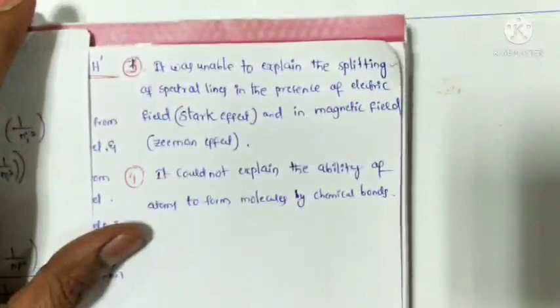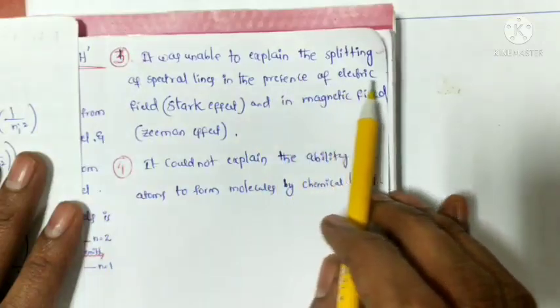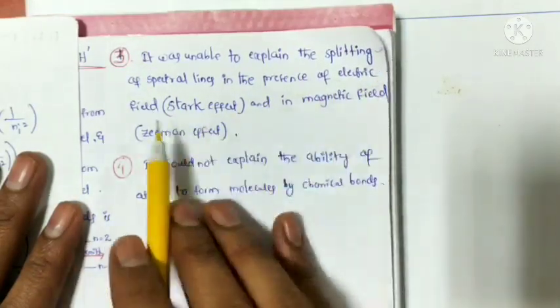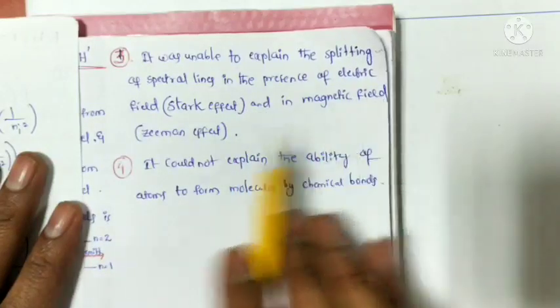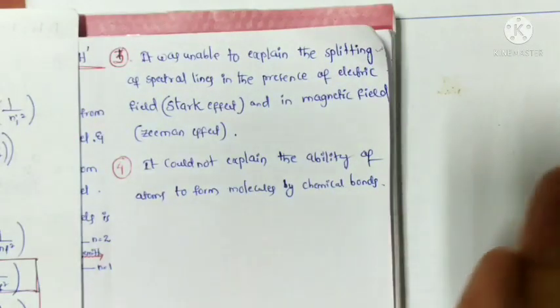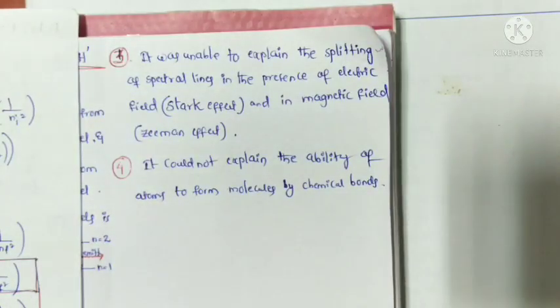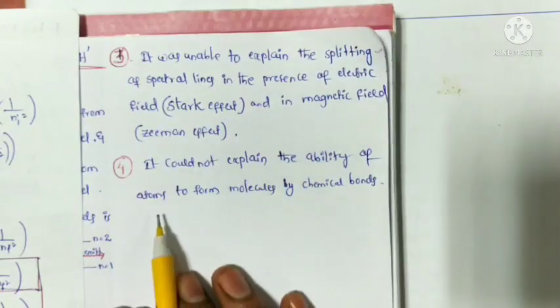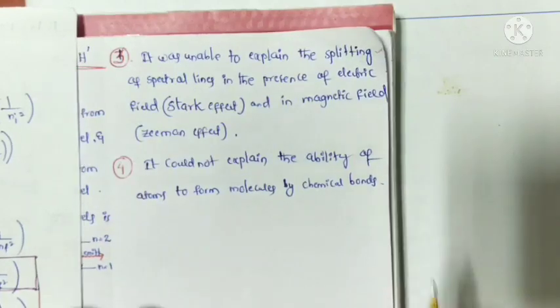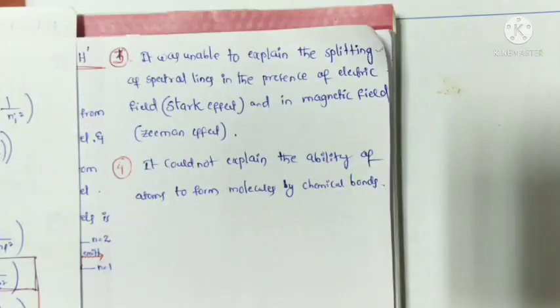Next, the third one is it was unable to explain the splitting of spectral lines in the presence of an electric field, that is the Stark effect, and in a magnetic field, the Zeeman effect. The Stark effect and the Zeeman effect could not be explained by Bohr's atomic model. The next one is it could not explain the ability of atoms to form molecules by chemical bonds. So these are the demerits or limitations of Bohr's atomic model.